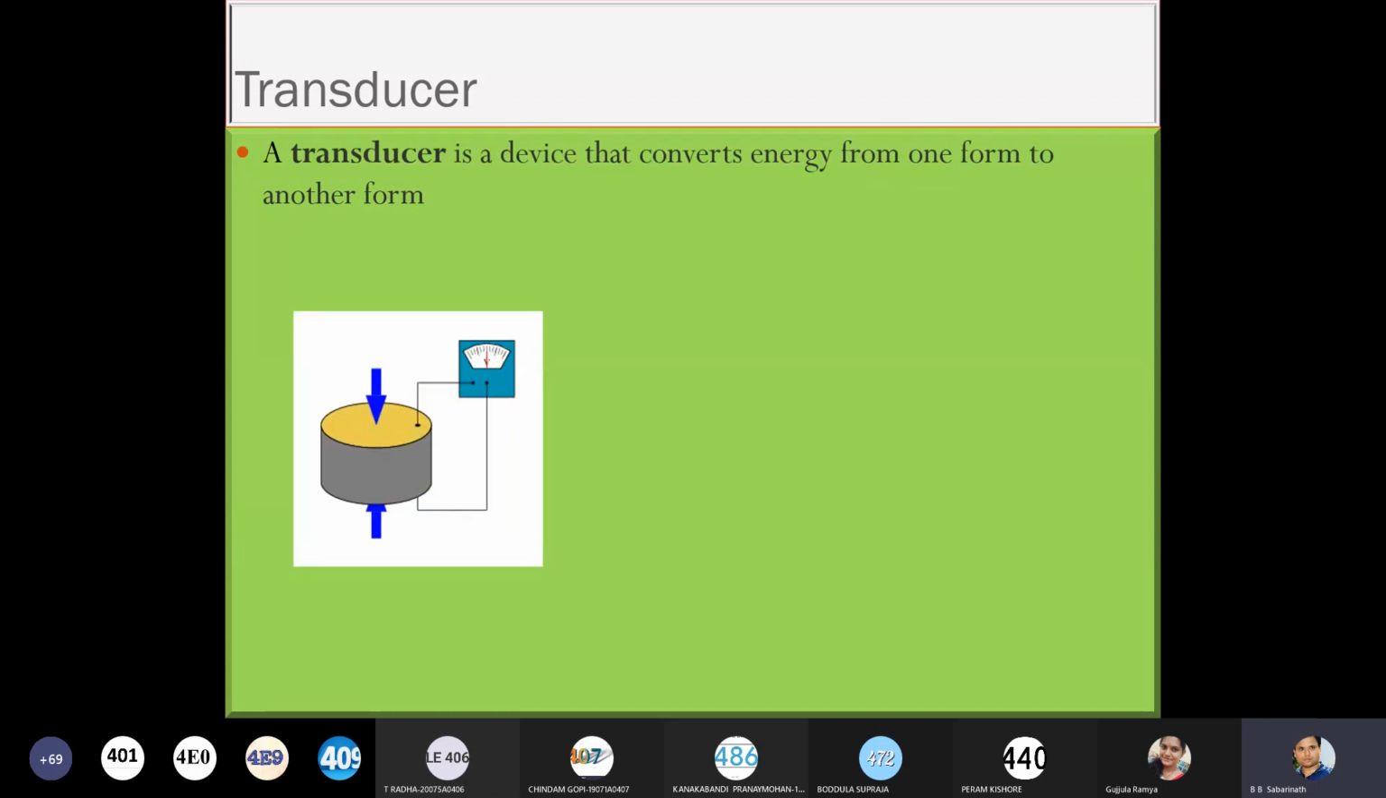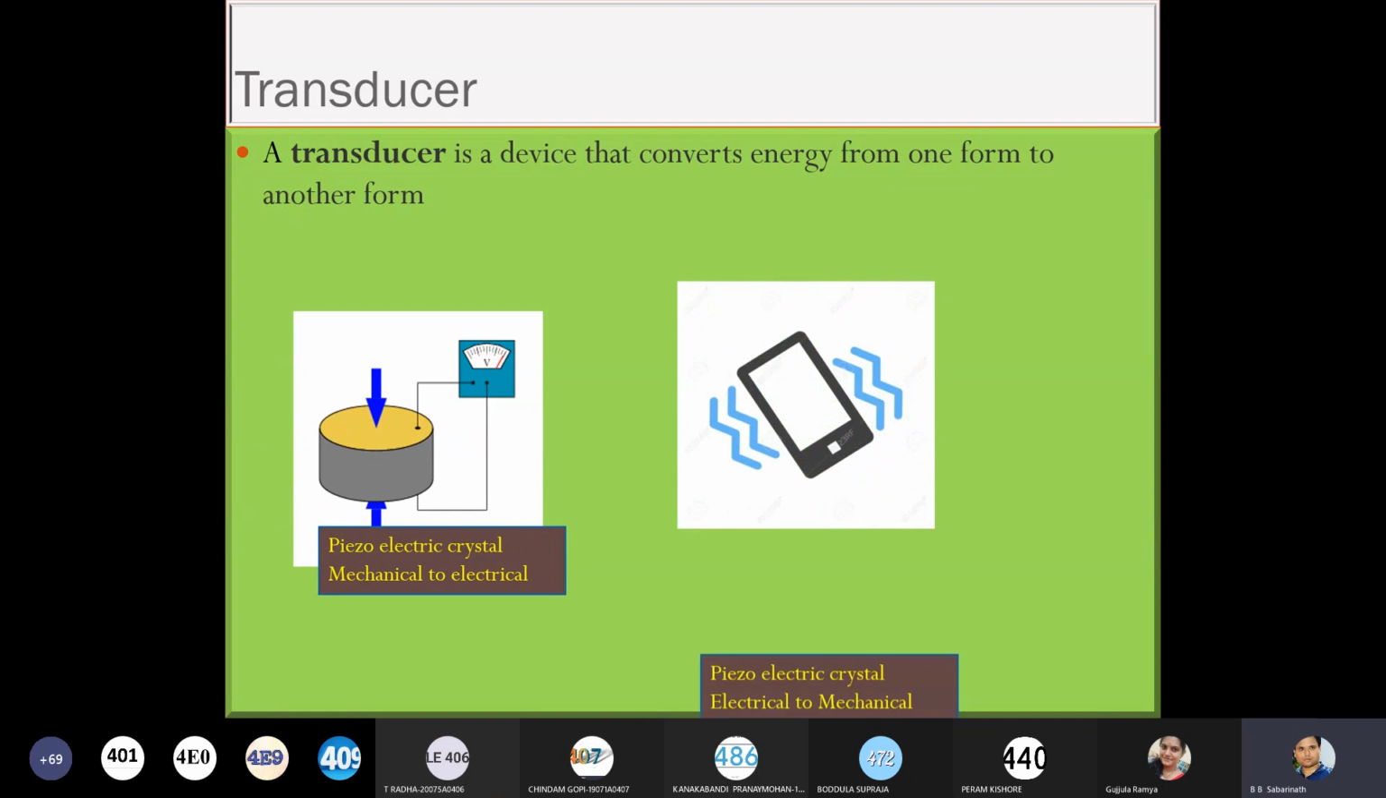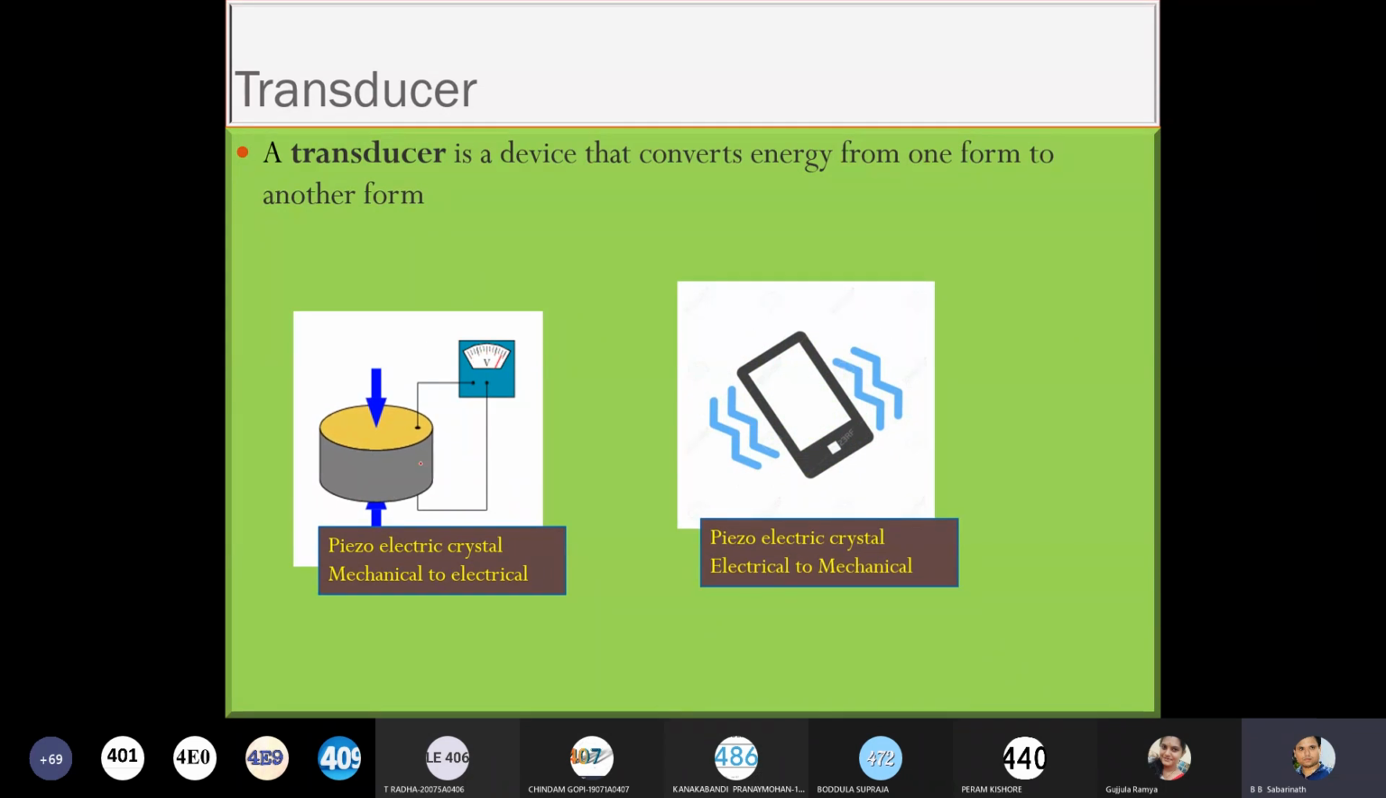These are just examples. This is a piezoelectric crystal, converting mechanical to electrical form. If I apply stress to a piezoelectric crystal, I get a voltage. That is the piezoelectric effect. Likewise, a piezoelectric crystal can also work electrical to mechanical, like the vibration in a phone. The phone will vibrate, and that is also based on a sensing effect.